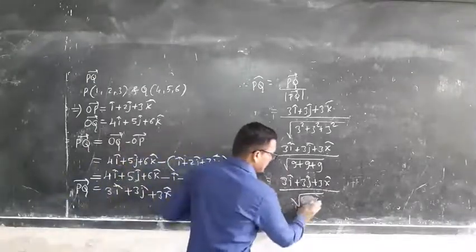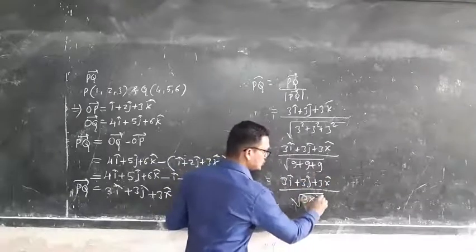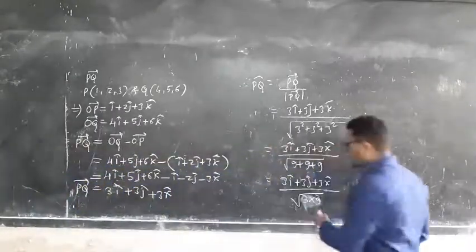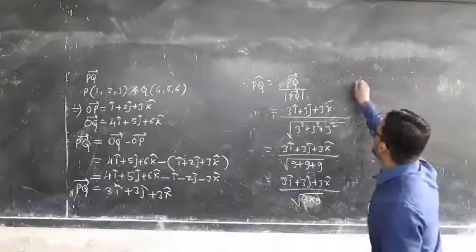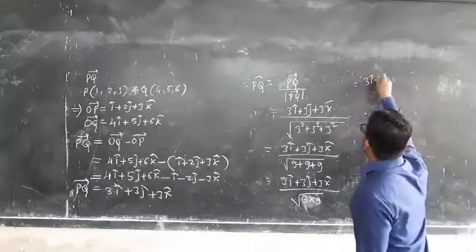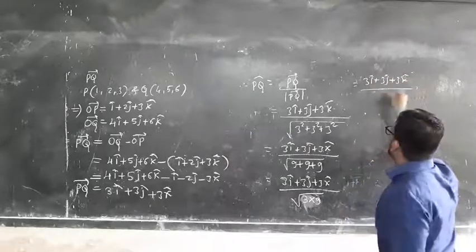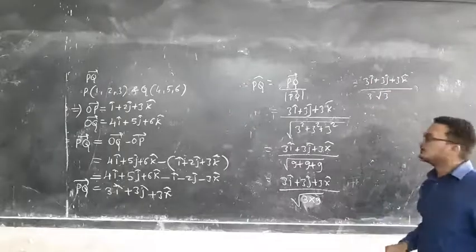Or you can write 9 plus 9 plus 9, three times, so it is 3 into 9. Then you can take out the square root of 9, which is 3. So this is 3i plus 3j plus 3k divided by 3 root 3.